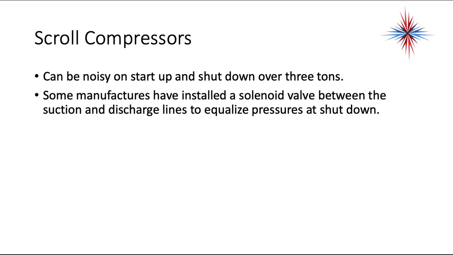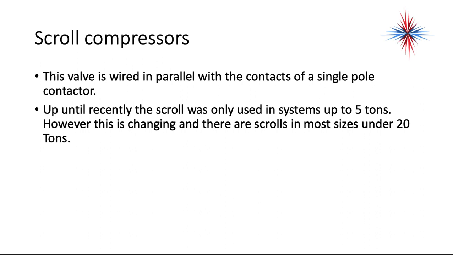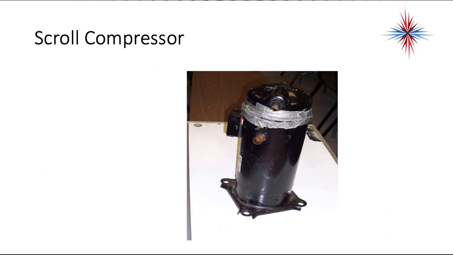The scroll compressors can be noisy on startup and shutdown when they're over 3 tons. Some manufacturers have solved this problem by installing a solenoid valve between the suction and discharge lines to equalize the pressures at shutdown. The valve is wired in parallel with the contacts of a single pole contactor. Up until recently, the scroll was only used in systems up to 5 tons. However, this has changed and there are scrolls in most sizes under 20 tons. So the next set of pictures is us disassembling a scroll compressor on a shop bench.